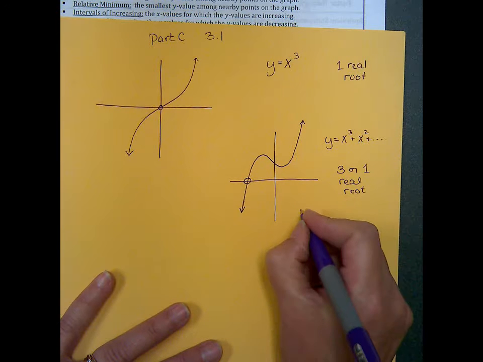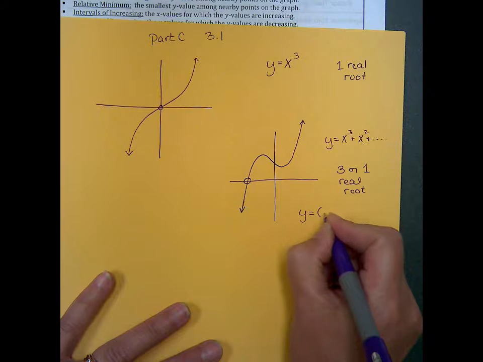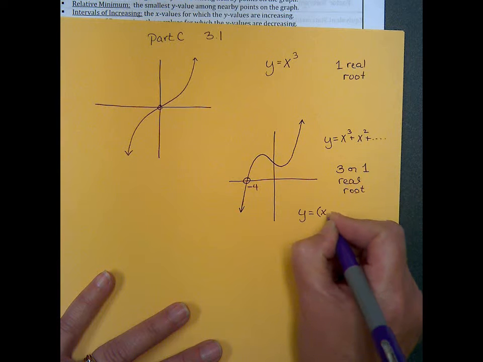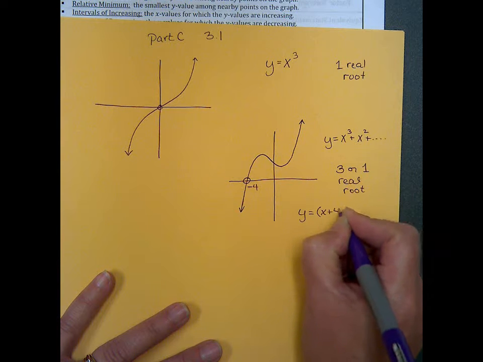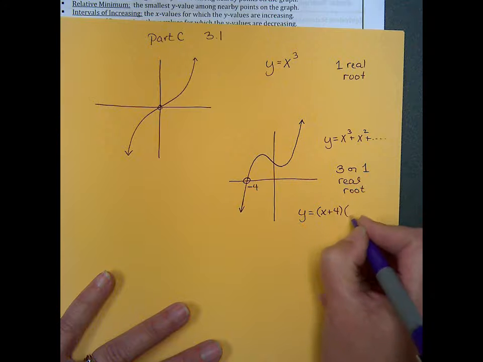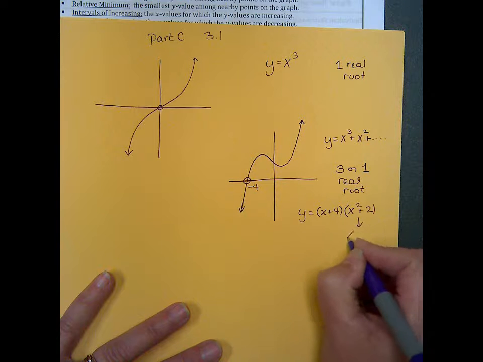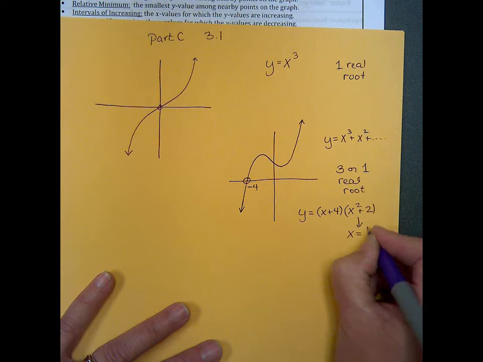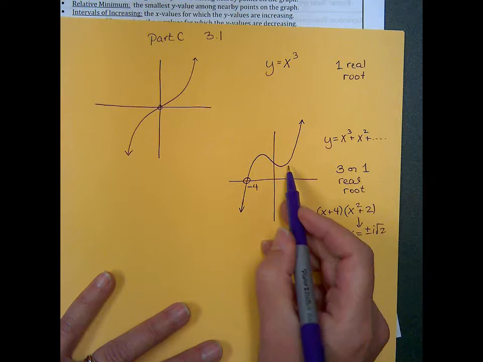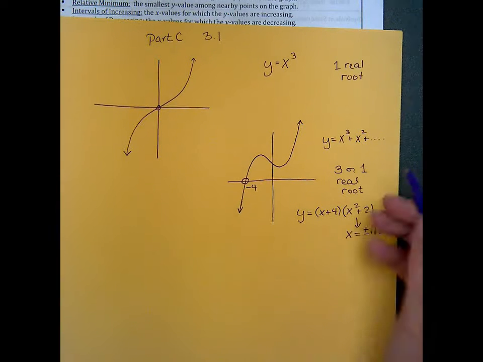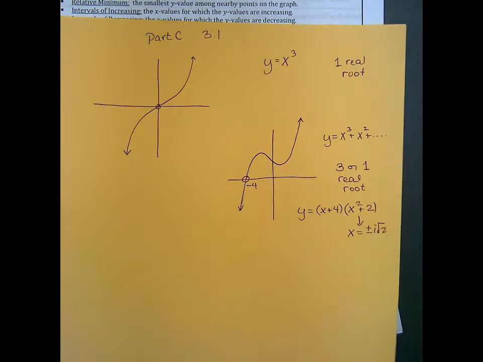So if we factored this thing out, it might be something like, for instance, this root looks to be about at -4. So it could have a root like x plus 4. But then it might have some imaginary roots, like if I had something like x squared plus 2. If I set that equal to 0, x would equal plus or minus i root 2. So 2 of the roots are imaginary and 1 of them is real. So that's why these roots always keep going down by a negative number.